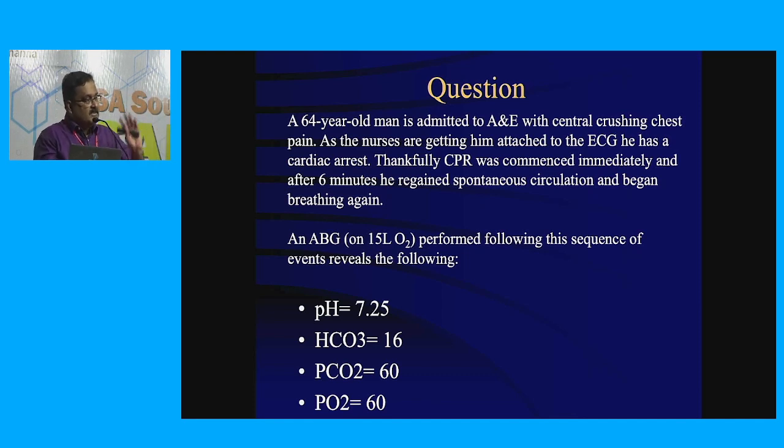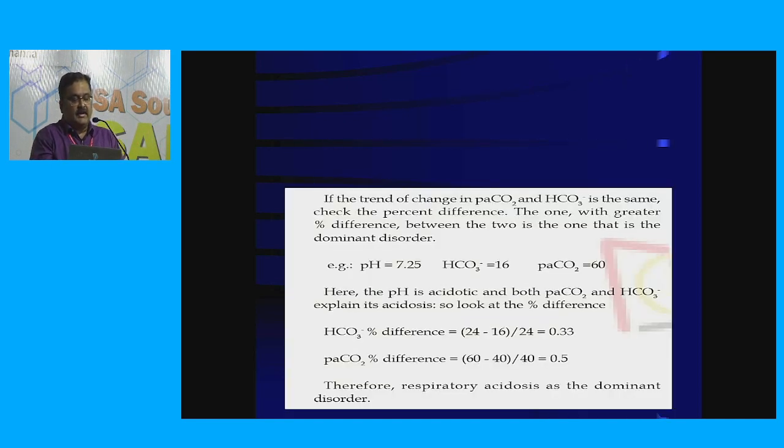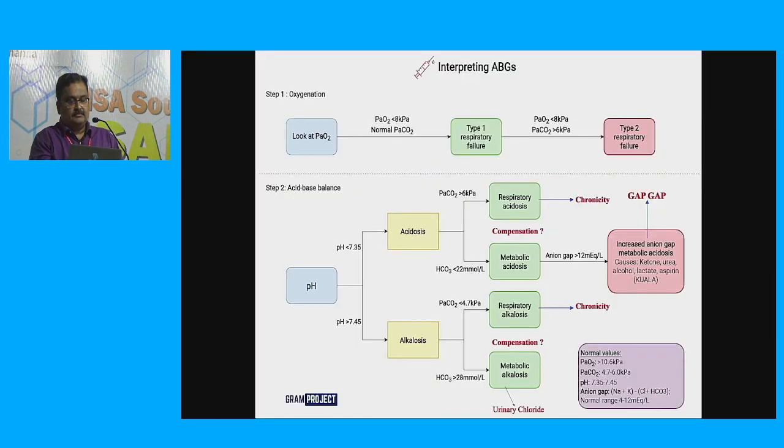The next event is the arrest, and he has been having hypotension and all that because of the arrest. He is having metabolic acidosis also. So this is very important. Find the percentage change. So finally, this slide is very important.